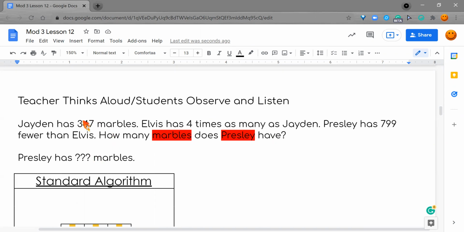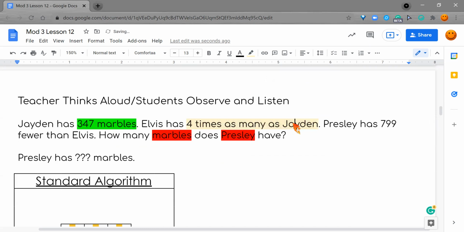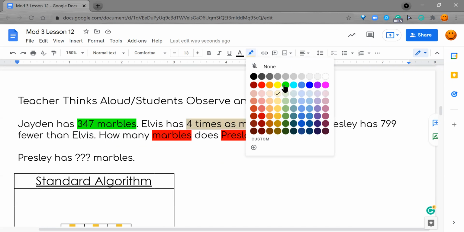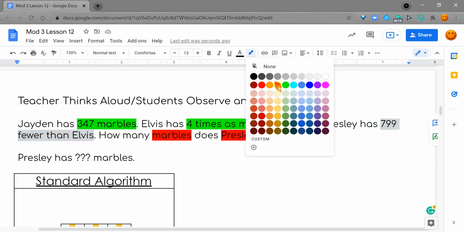So we need to start off over here. We're going to start off with Jaden because we know how many he has. Does that make sense, you guys? We're starting off with 347 marbles because that's what Jaden has. We know Elvis has 4 times as many. So I'm going to highlight this in a lighter yellow because this is what we're starting off with, and I'm going to make this green because I need 2 numbers to start, right? But because we're looking for Presley, we need to know this also, and this is where the yellow comes in.